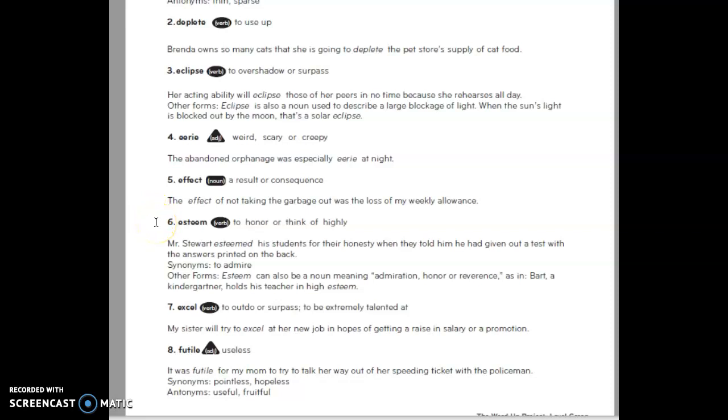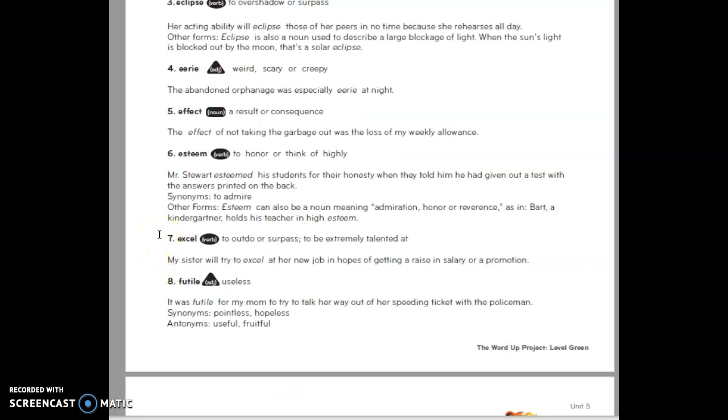6, esteem. Esteem is to honor or think of highly. Mr. Stewart esteemed his students for their honesty when they told him he had given out a test with the answers printed on the back. Synonyms, to admire. Other forms, esteem can also be a noun meaning admiration, honor, or reverence, as in Bart, a kindergartner, holds his teacher in high esteem.